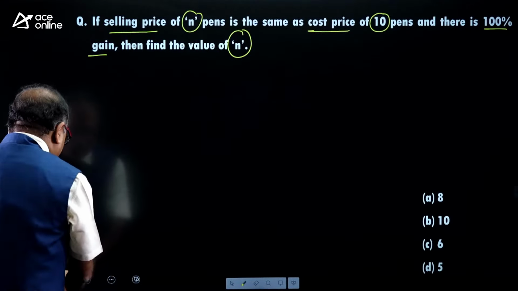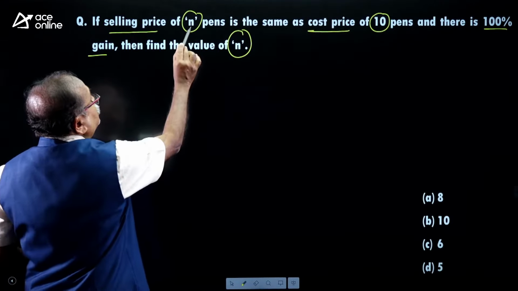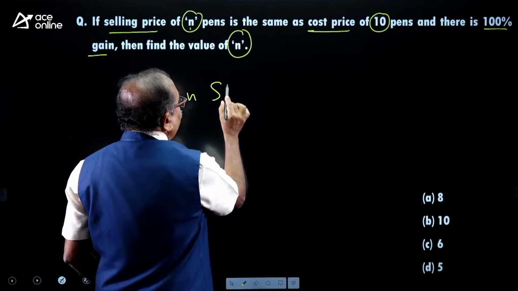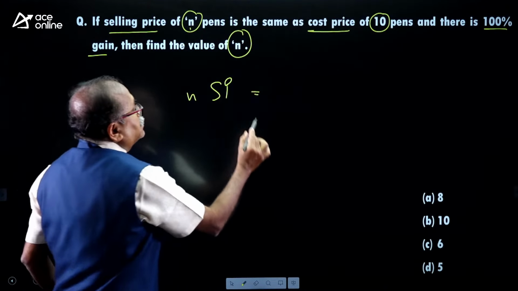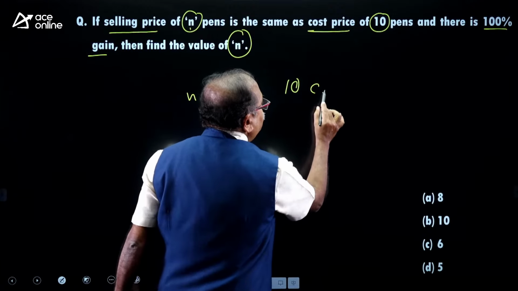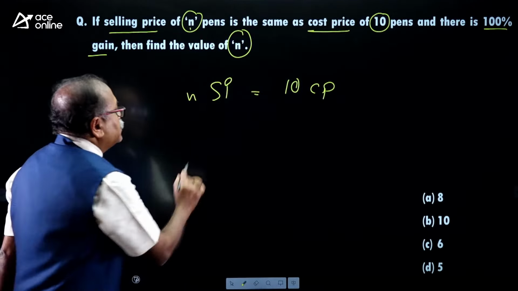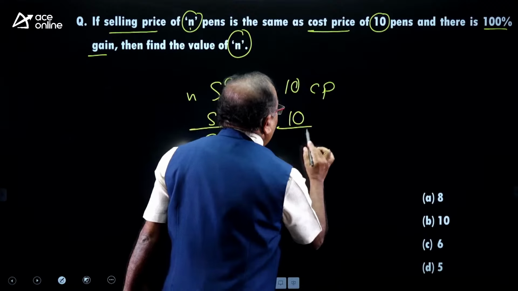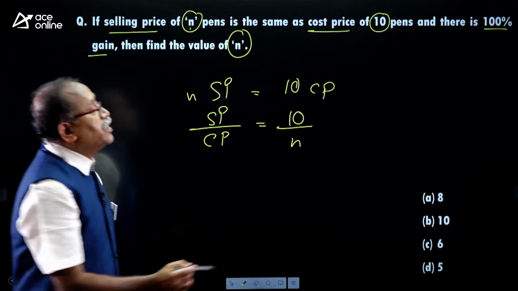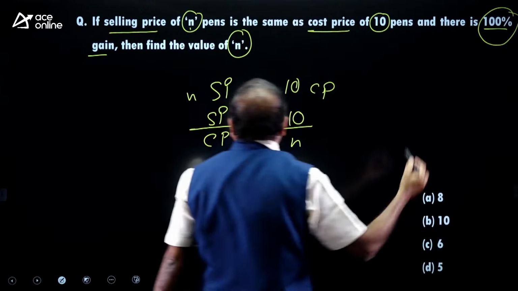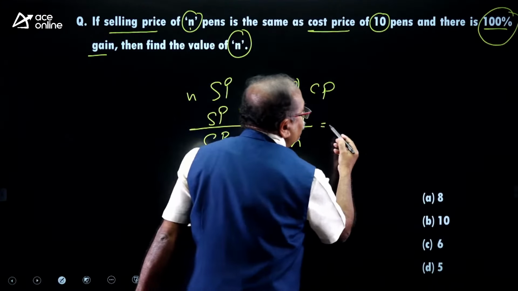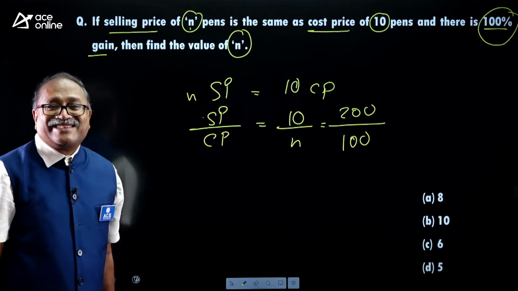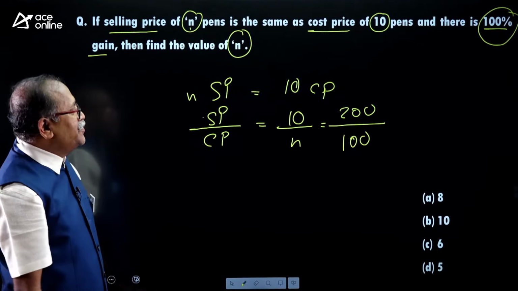Shall I give you the clue? Selling price of n pence is equal to 10 CP, so n SP is equal to 10 CP. So what is SP by CP? That is 10 by n. How much is the profit? 100% profit. So if the cost price is 100, then the selling price is 200. Selling price by cost price. You can get the n value, sir.